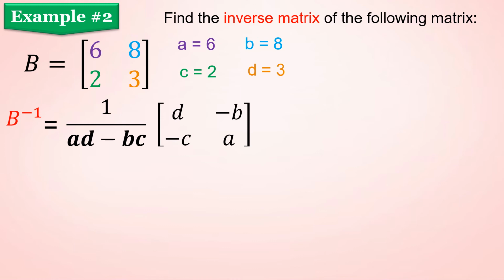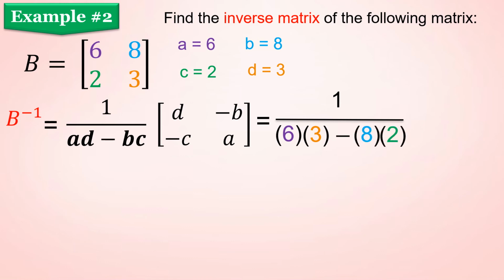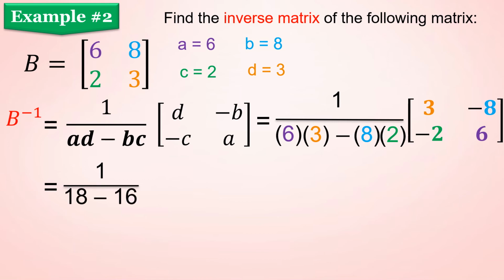So the formula is just a matter of remembering, okay? And then we are going to substitute the values. In substituting the values, be very careful. So 1 over 6 times 3 minus 8 times 2, times 3, negative 8, negative 2, 6. From here, we have 1 over 18 minus 16 times 3, negative 8, negative 2, 6.